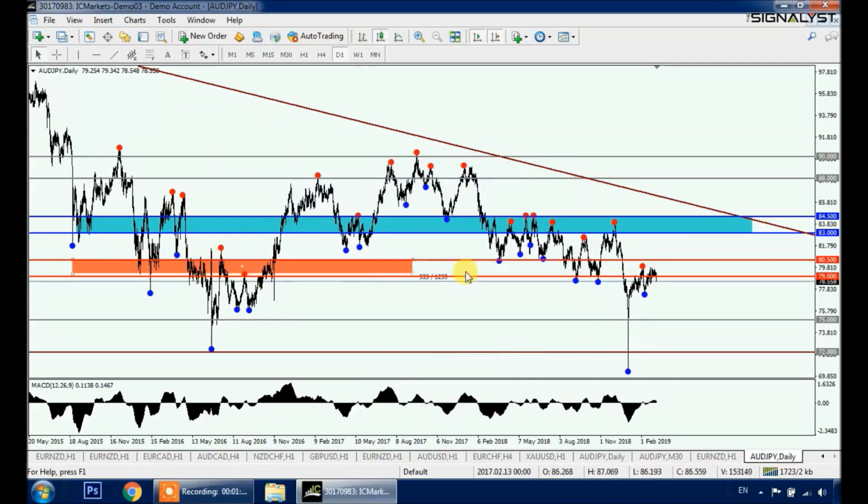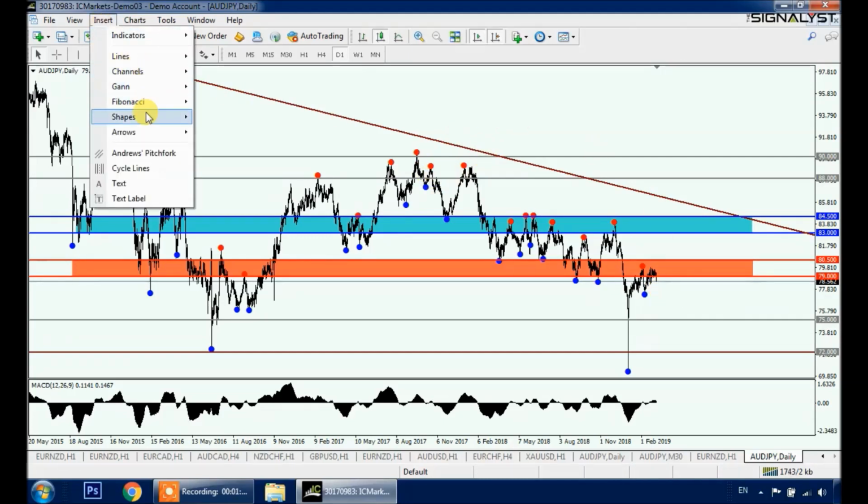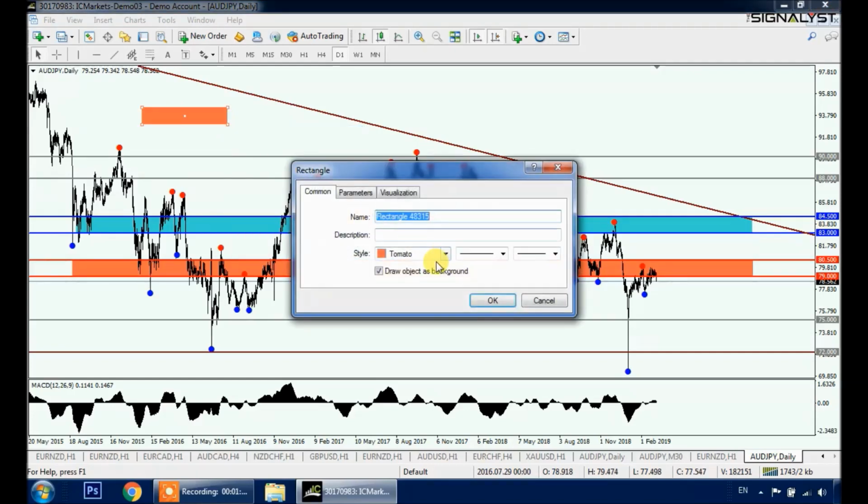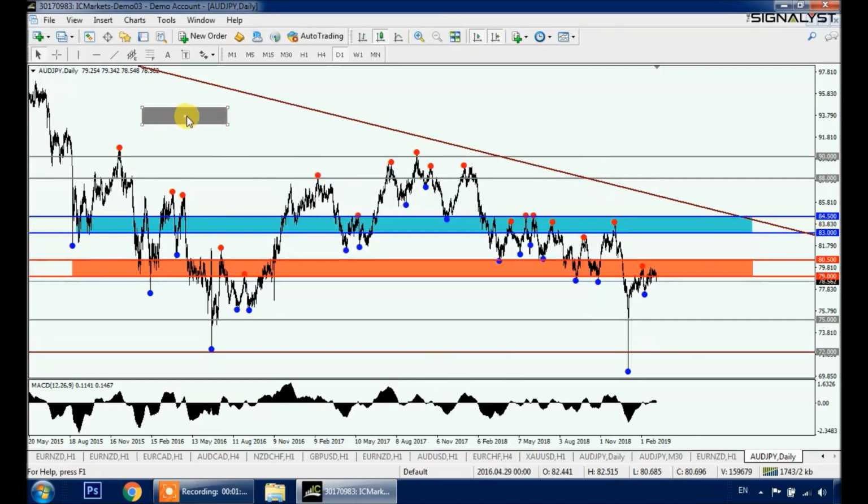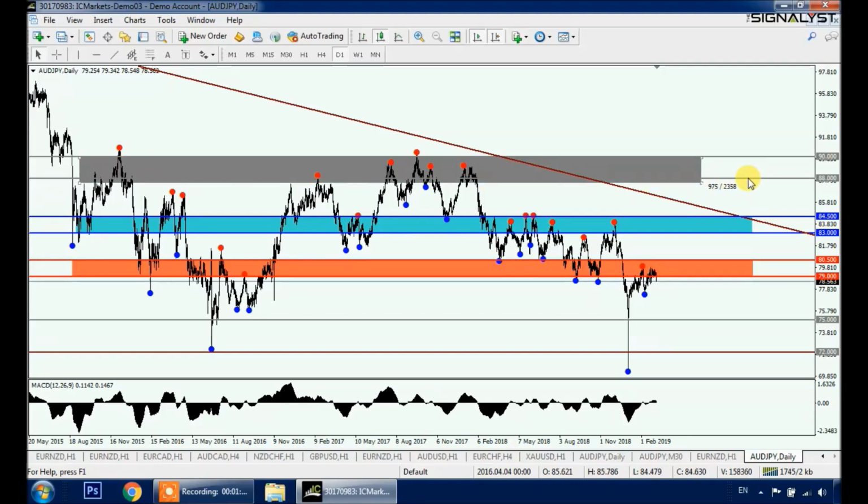Alright, so now we have our support and resistance areas. We will be looking for sell opportunities around here and buy opportunities around this area. Buy opportunities above it and sell opportunities below it. We also have this area here, so let's make it in gray. Alright. Here we go.